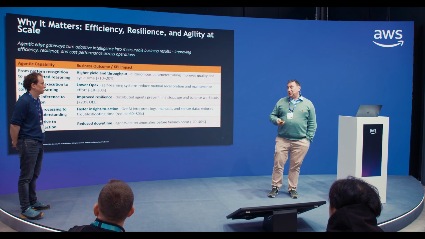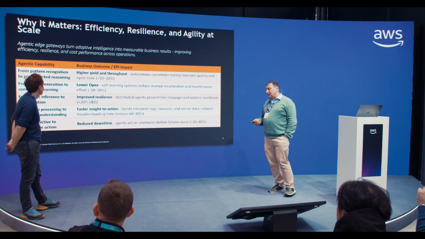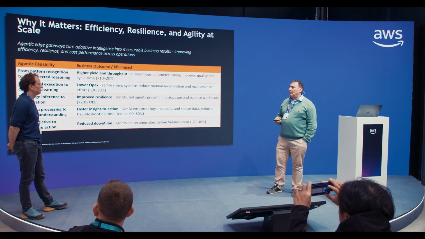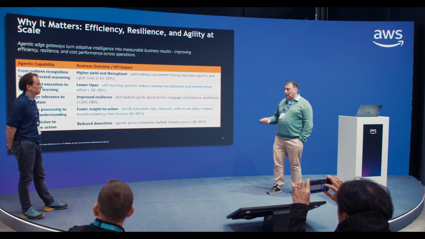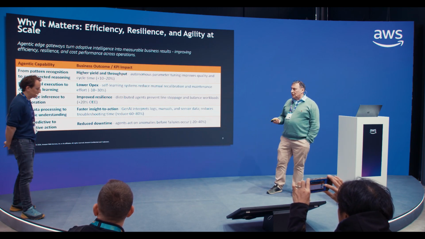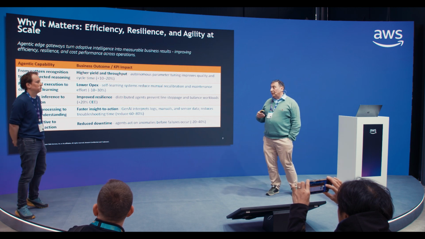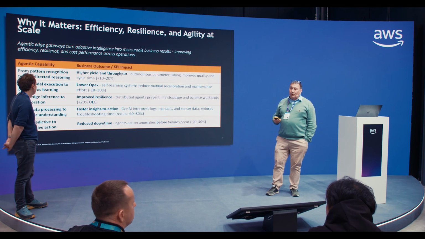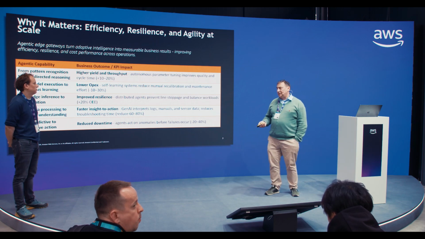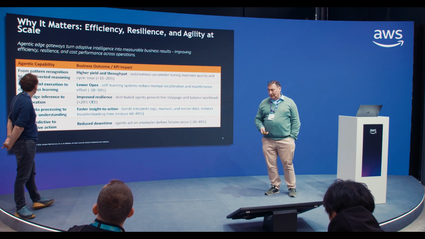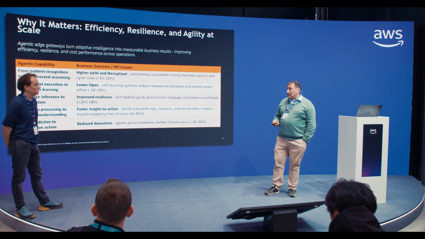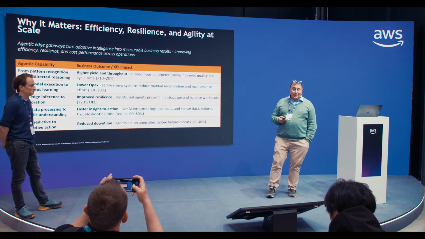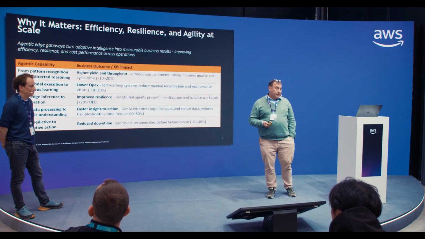That means that we are changing the paradigm. Most of the time we shift from pattern recognition to goal. We move from execution to learning. We move from inference to collaboration in the decision. We move from simple data processing to semantic understanding. And last but not least, from predictive to prescriptive.